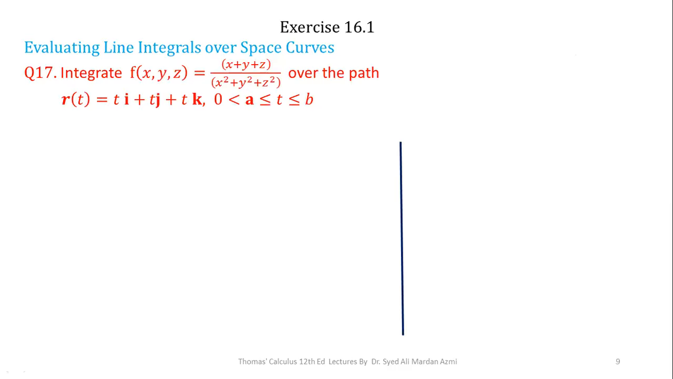So what is question number 17? Integrate this function f of x, y, z equal to x plus y plus z divided by x square plus y square plus z square over the path r of t equal to ti plus tj plus tk for the limits a to b.